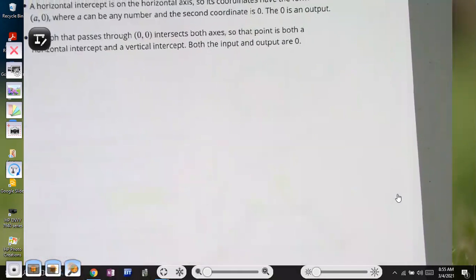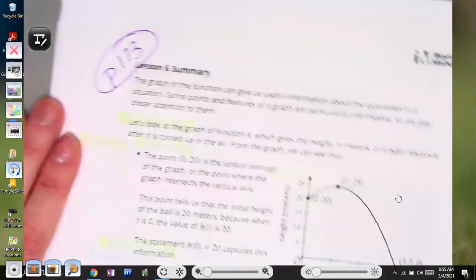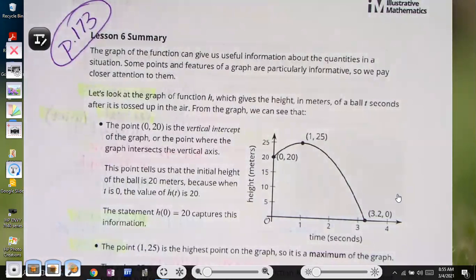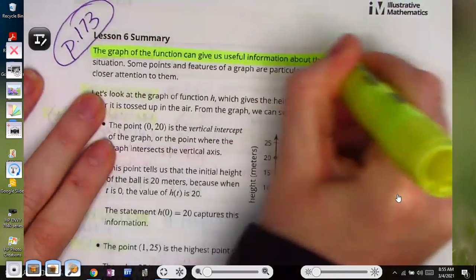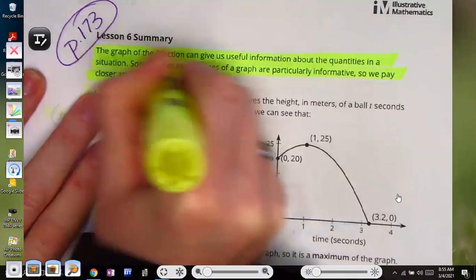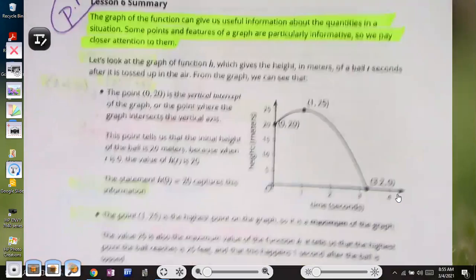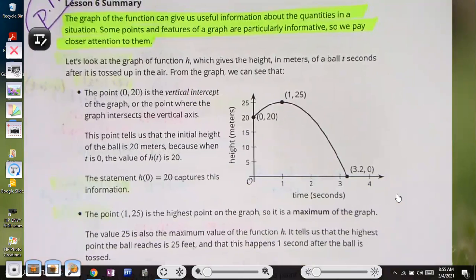Okay, let's look at your lesson summary. What page is that on? 173. It says the graph of a function can give us useful information about the quantities in a situation. Just basically highlight that whole first paragraph. It says some points and features of a graph are particularly informative, so we pay closer attention to them. Let's look at the graph of function h, which gives the height in meters of a ball t seconds after it's tossed up in the air.